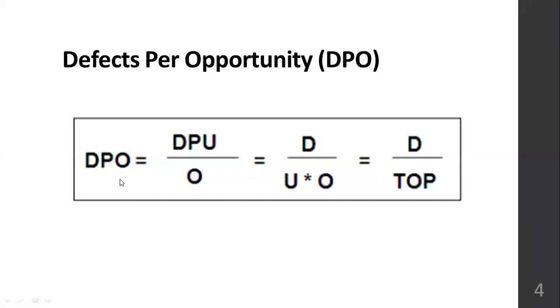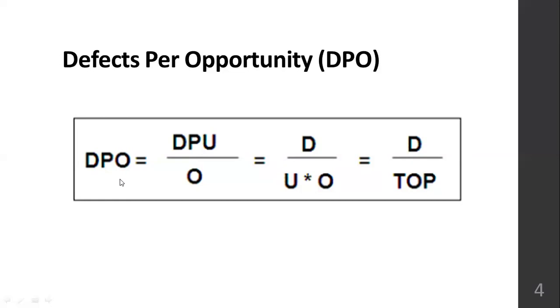So defects per opportunity, it is a process quality measure in Six Sigma that is used to identify and track the number of defects in a process. Okay. In a single process, if you want to find out how many defects are there, DPO is used. Okay. So it is calculated by dividing the number of defects in a process by the number of opportunities for defects. So you have to find out two things here.